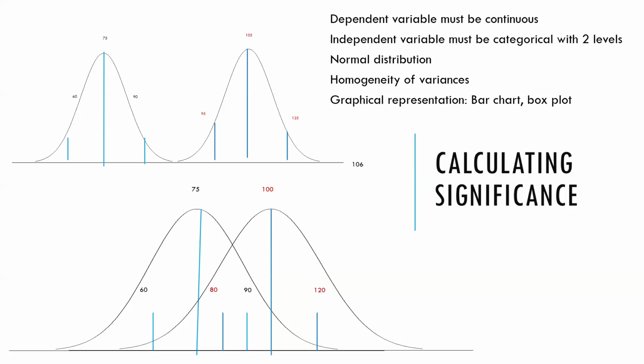You need to have a normal distribution. You need to have homogeneity of variances. And the graphical representation can be a bar chart or a box plot. So again, in the upper example, these two groups are statistically different. There's no overlap, so there's no chance that just random chance could explain the difference. If you look at the lower example, the overlap is greater than the confidence intervals. And so in the lower case, there is no statistical difference. In the upper case, there is.